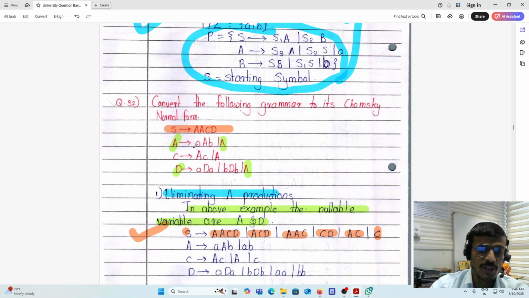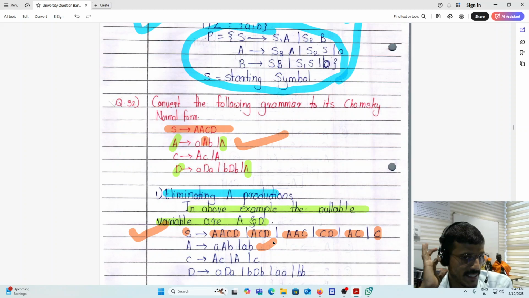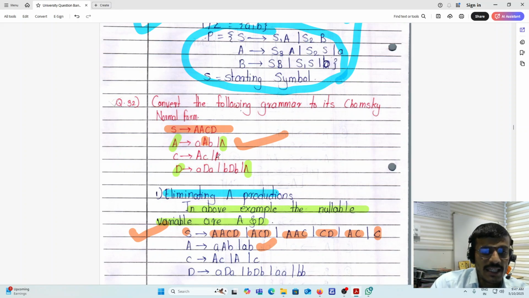Then in the second production, A tends to A capital AB, and after removing this A, we will get AB. Fine. Then in the next case, C tends to ACA. So C tends to AC as it is. This A will be replaced, this A is as it is, this A is replaced with null. This small c will remain.